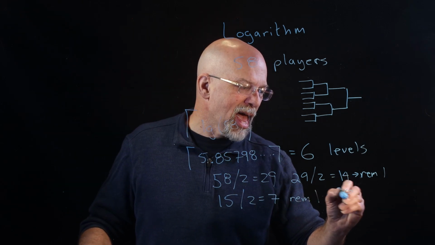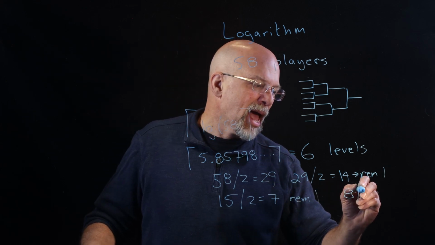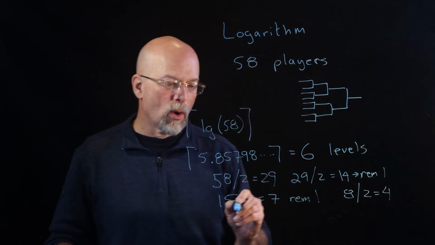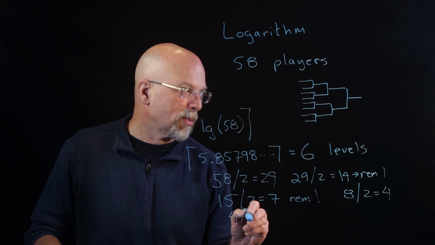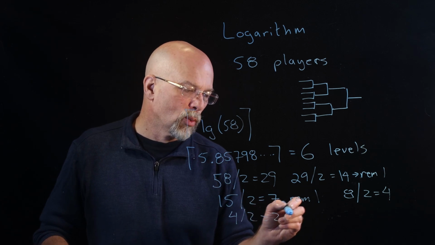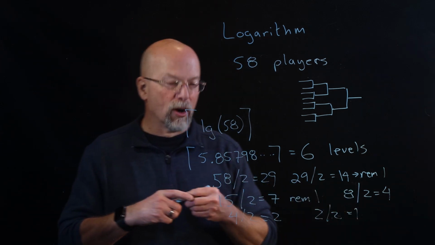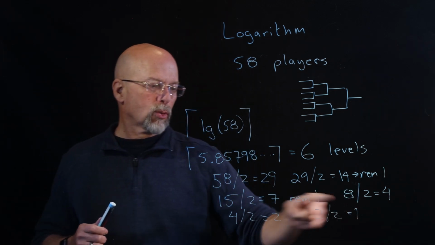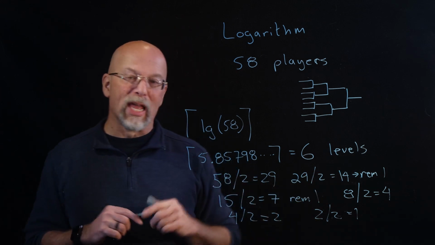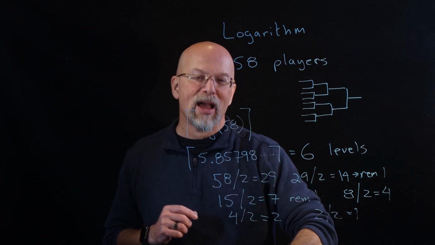7 winners plus the one who got a bye. That gives us 8 people that are left. 8 divided by 2, that's 4 winners. Then you have 4 divided by 2. That's going to give us 2 winners. And then you have 2 divided by 2. That will give you your final winner. Was that 6 levels? 1, 2, 3, 4, 5, 6. Yes, we had 2 different levels that had byes, but there you go.